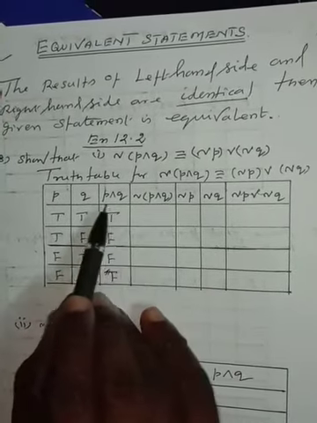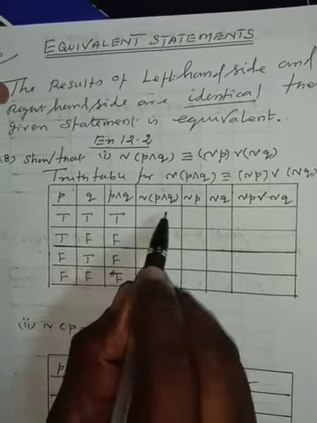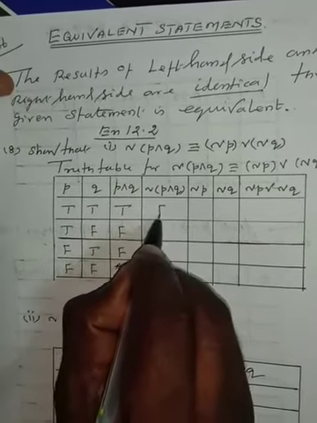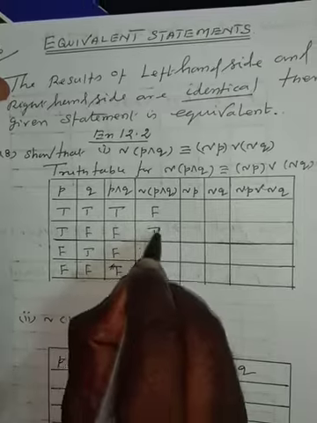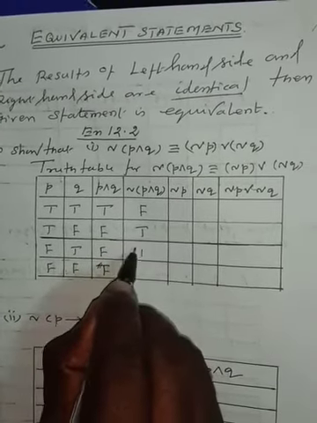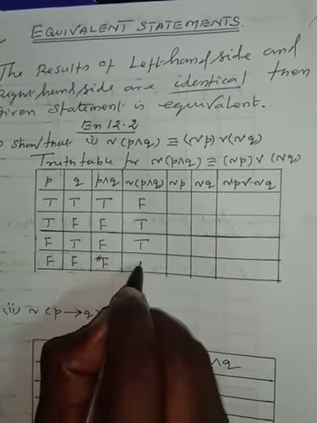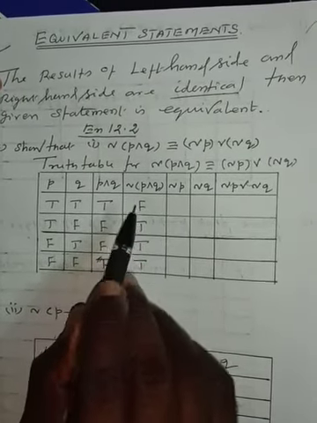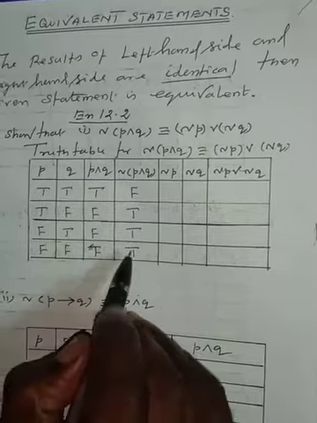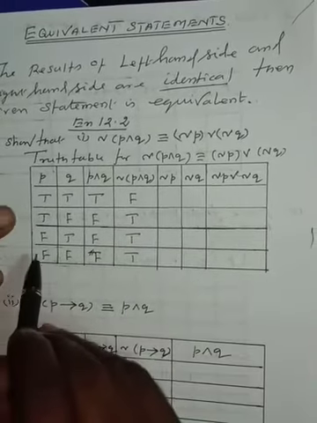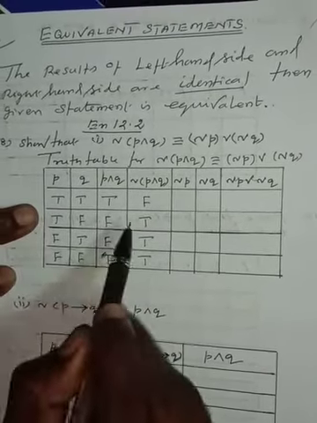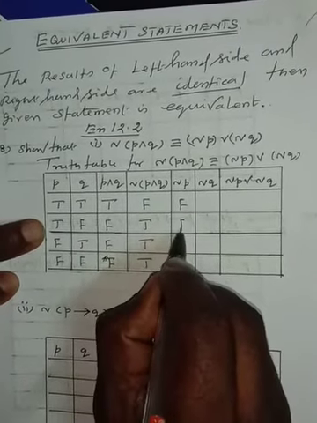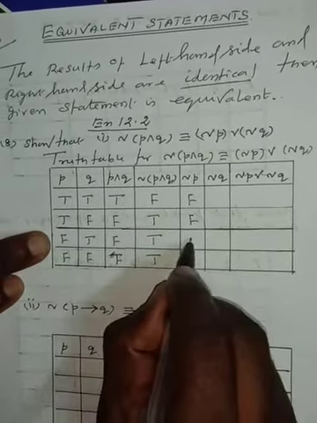Next, negation of P and Q. True means false, false means true. Next, negation of P. Take the first column. True means false, false means true. False, next false, next true, next true.